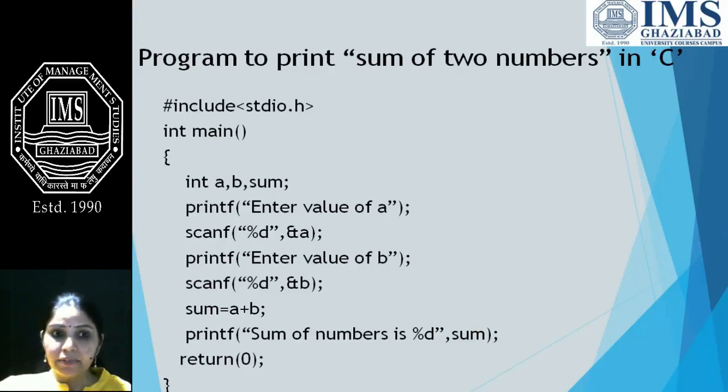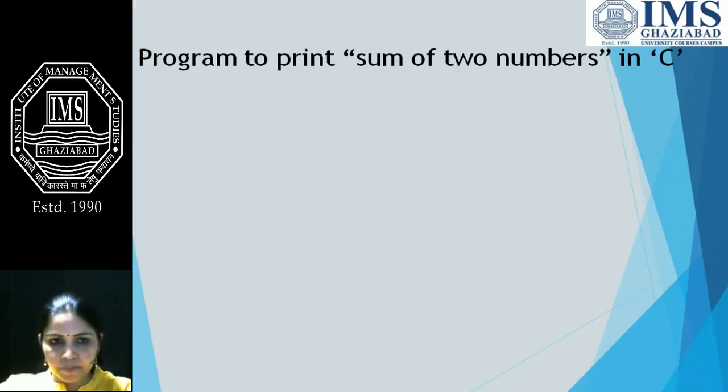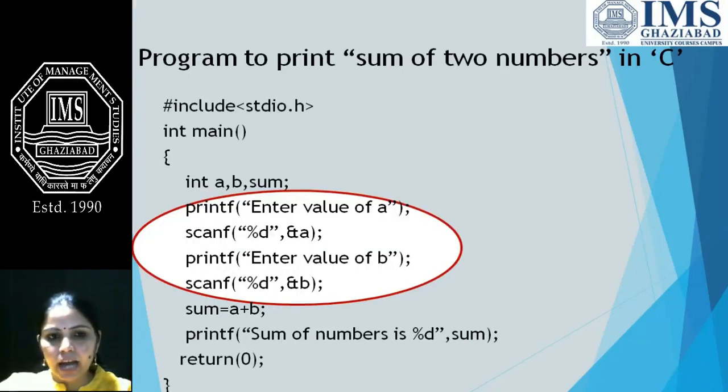In my next statement I have written printf, enter the value of a. In the printf function, as we have already learned, whatever we specify in double quotes is displayed on the screen as it is. So when I execute the program, on the screen it would be displayed, enter value of a, and then we have the scanf statement. In the scanf statement we have %d, comma, &a, and &a means address of a. So this means that we want to get one integer value for the variable a.